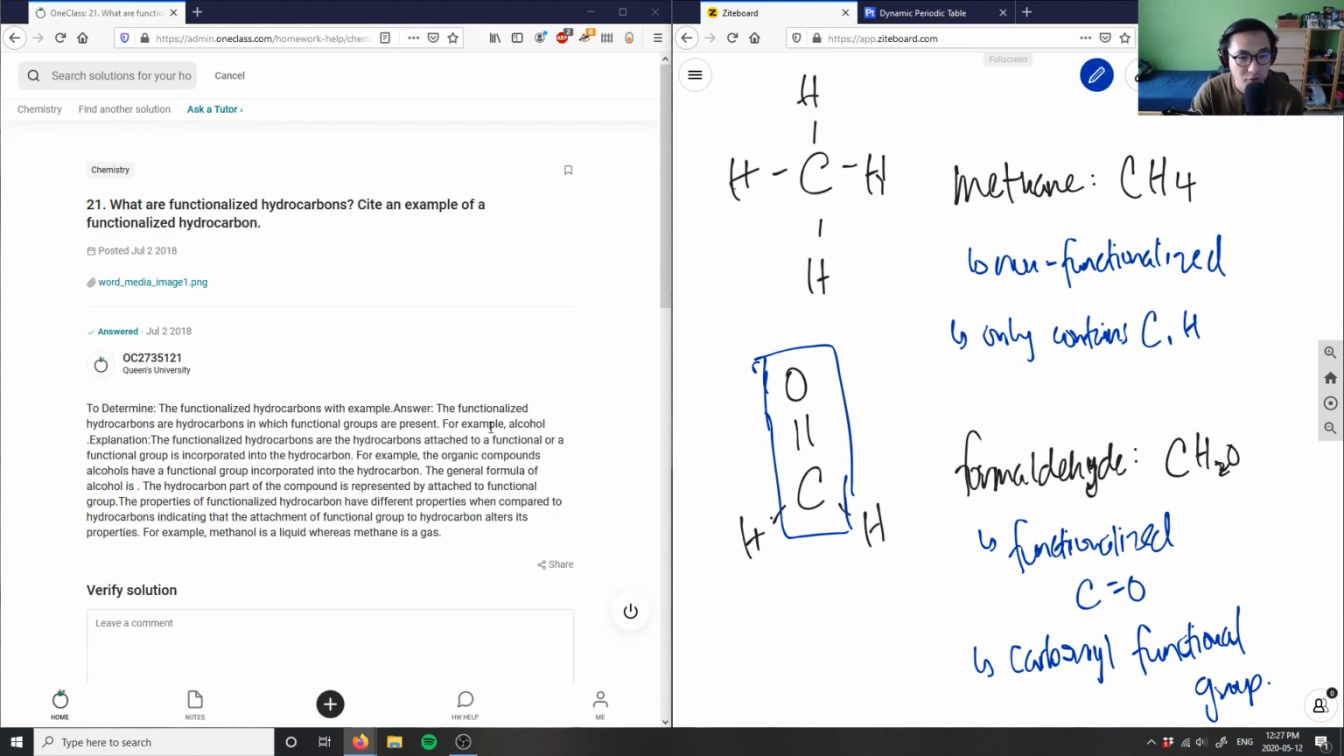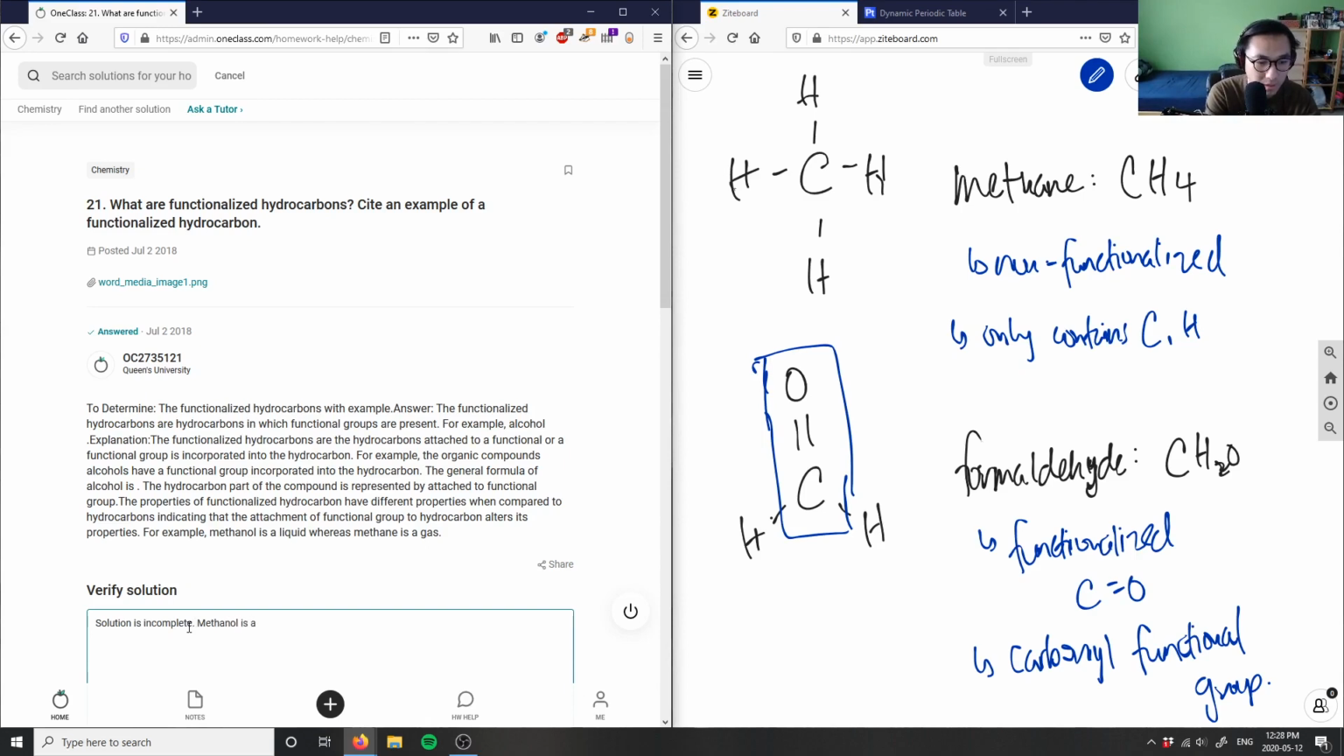So let's see. For example, alcohol. The functionalized hydrocarbons are the hydrocarbons attached to the functional group, or a functional group is incorporated into the hydrocarbon. For example, methanol is a liquid, whereas methane is a gas. Okay, so I guess they're using methane as the non-functionalized and methanol as their functionalized group. So I think the solution here is incomplete because it says, for example, alcohol, and then it cuts off, right? So I think it might be a copy and paste issue or something like that. So just say solution here is incomplete.